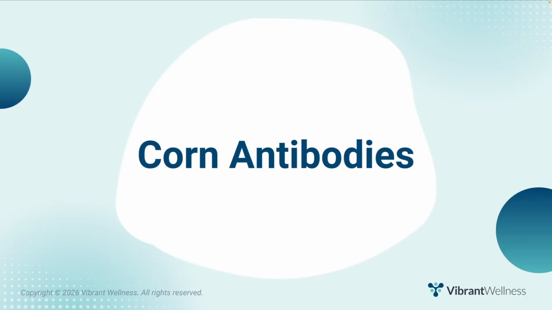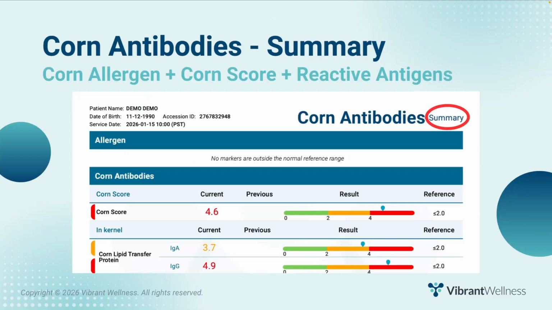After the wheat antibodies panel comes the other food antibody panels, including corn antibodies. The corn antibodies panel starts with an introduction very similar to the wheat antibodies panel, so we're skipping it and going straight to the corn antibody summary.